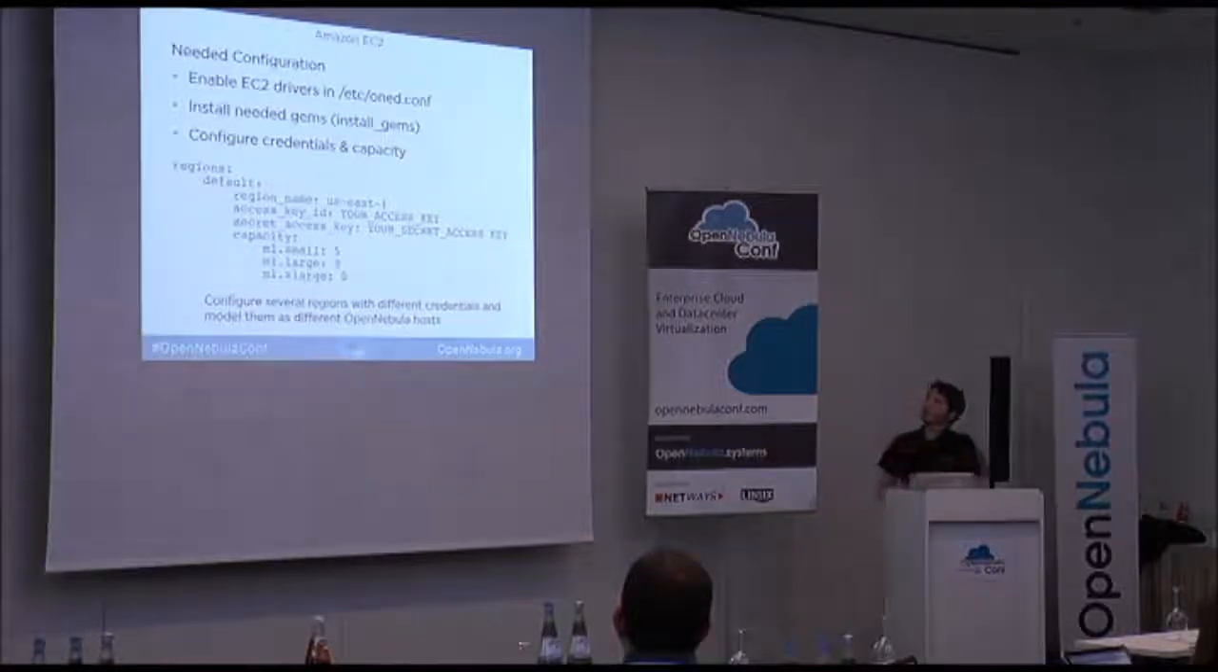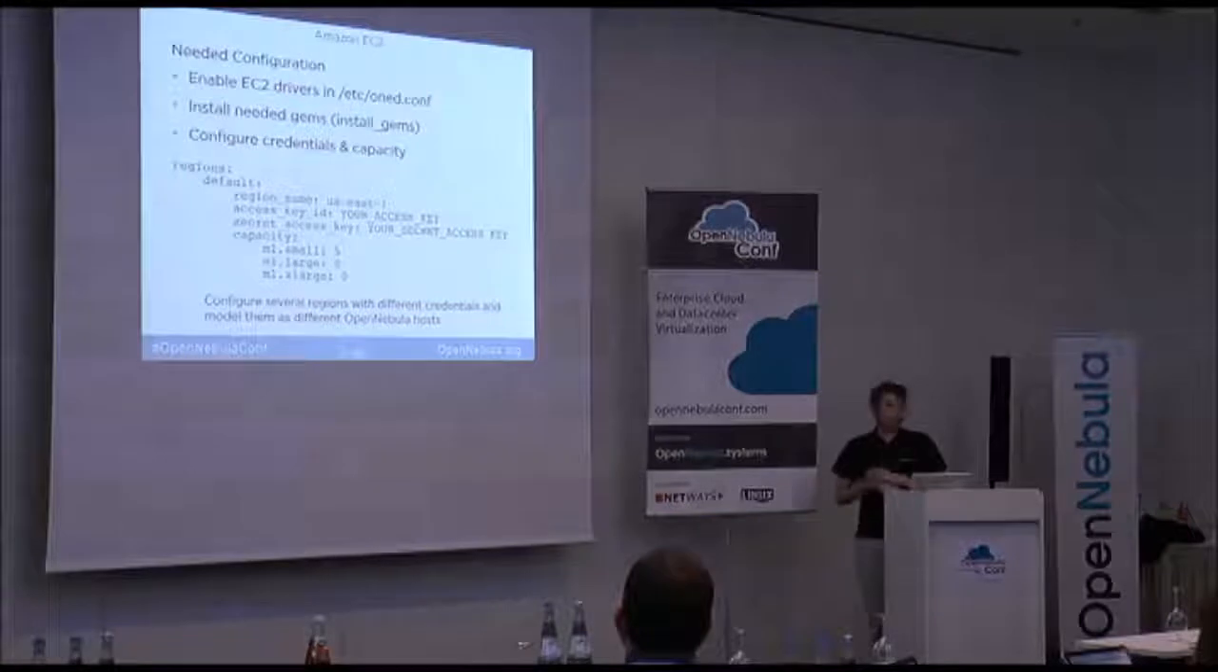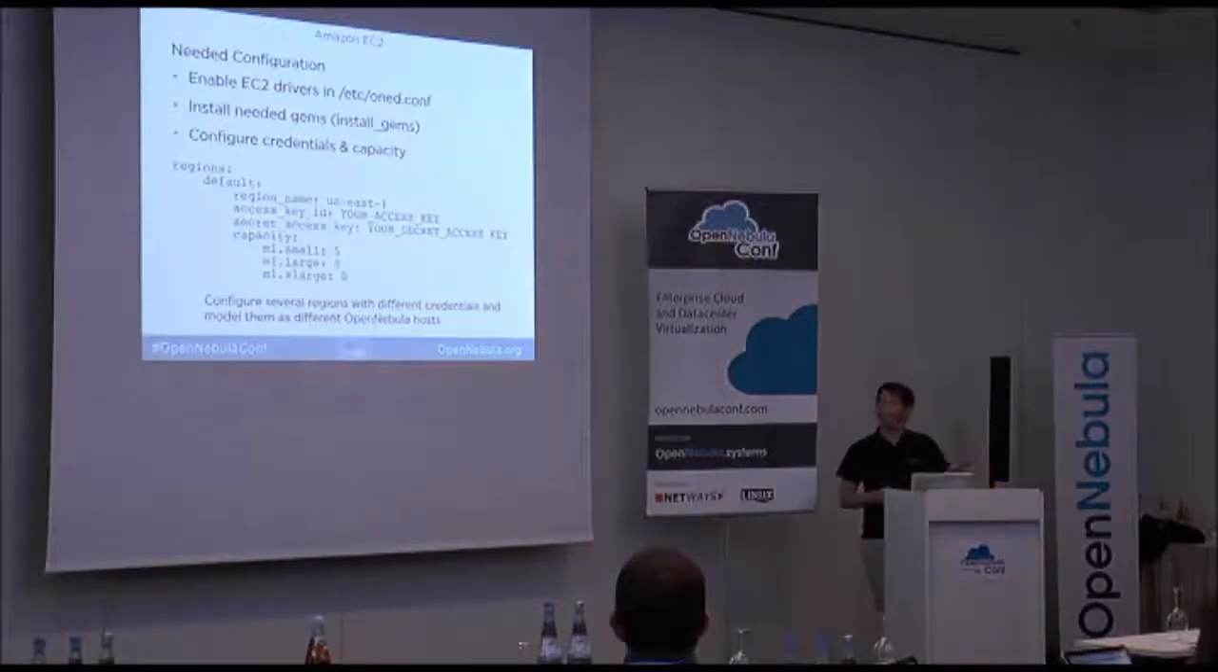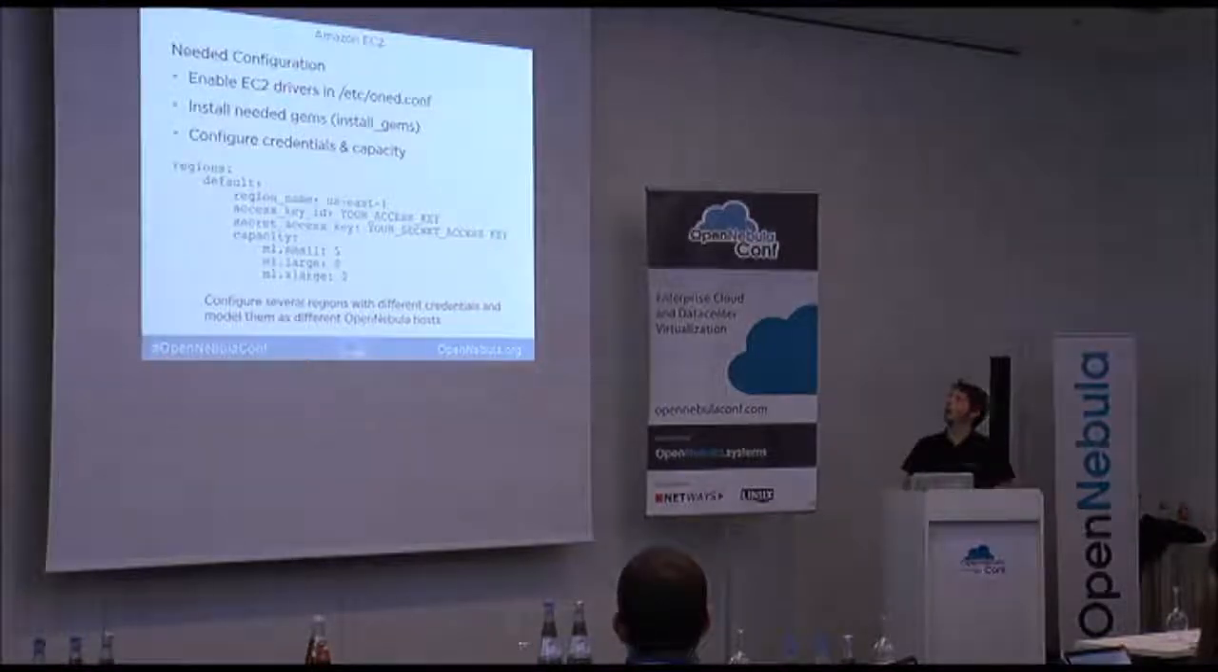This is the configuration of one region, but you can configure several different regions with different credentials and model them as different OpenNebula hosts. So you can have a host in OpenNebula defining the region US East, another one defining the region US West, with different credentials and different capacities, depending on your expected usage and how much money you are willing to spend on outsourcing these VMs to public clouds.